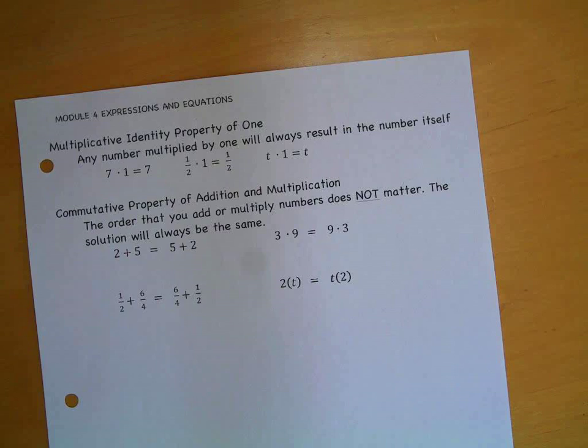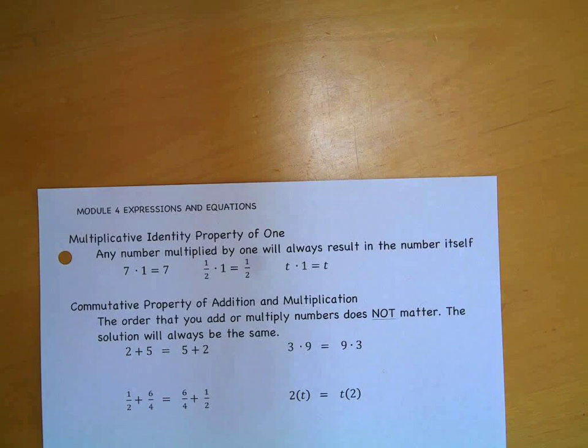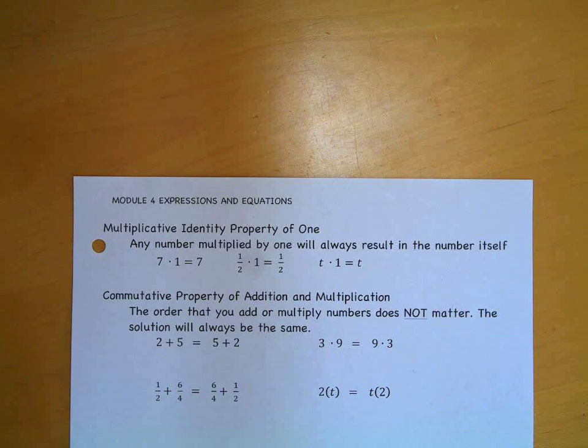The next property that I need you to know about is the multiplicative identity property of 1. What this means is any number multiplied by 1 will always result in the number itself. So if you take 7 times 1, it equals 7. If you take 1/2 times 1, it equals 1/2. If you take t times 1, it will equal t.